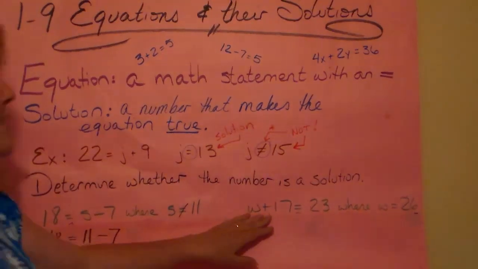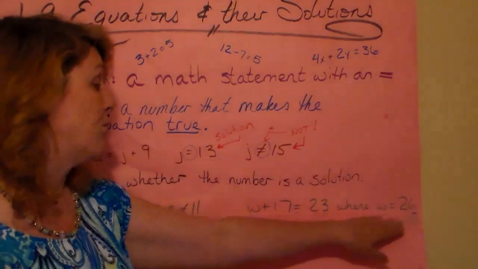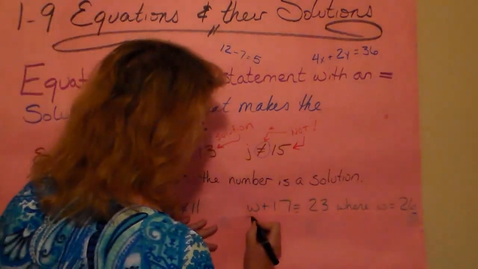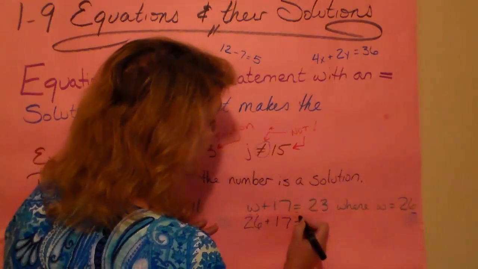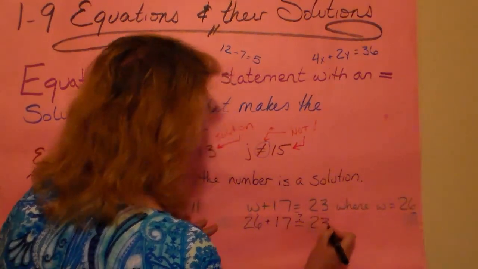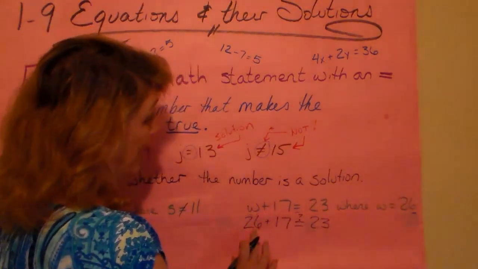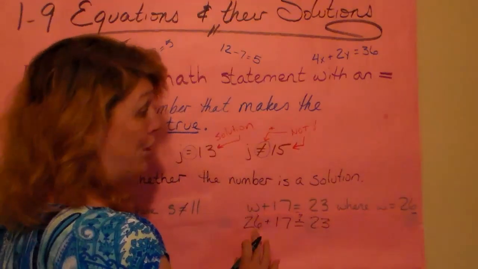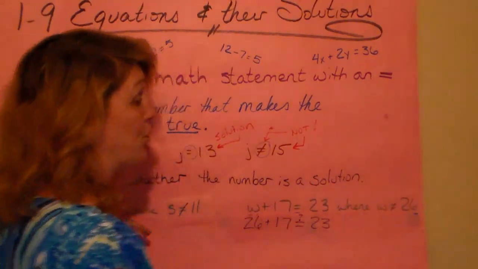Let's try another one. w plus 17 equals 23, where w equals 26. So we're going to stick it right in here. 26 plus 17, does that equal 23? Oh, I forgot to do the little question mark thing. Does that equal 23? Well, I can tell you right now, no, it does not. So w does not equal 26.